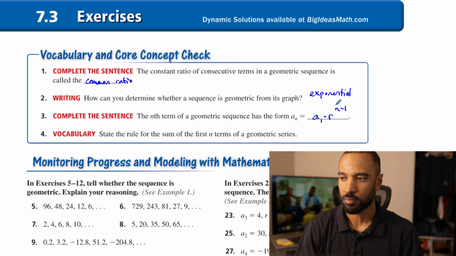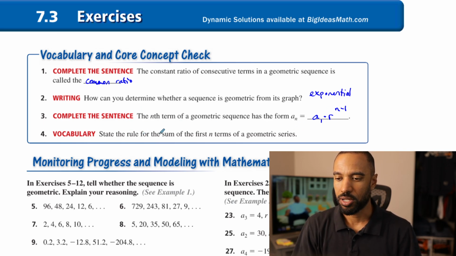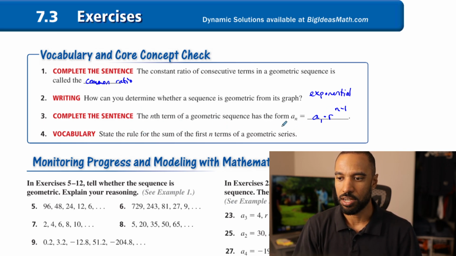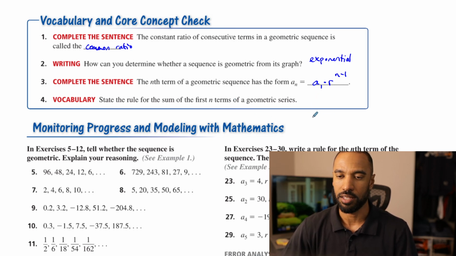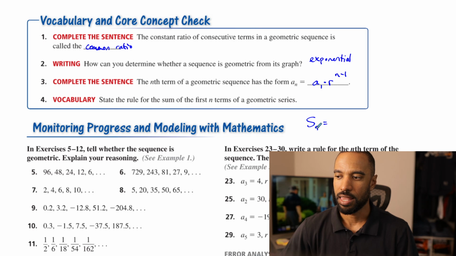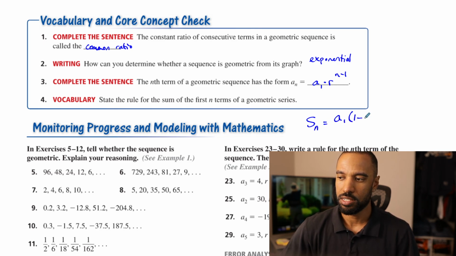And 4th on vocabulary, state the rule for the sum of the first n terms of a geometric series. This is where the first n terms is finite, and that's all we're referring to here. And this is just recalling formulas before you actually have to use them. So a sub 1 times 1 minus r to the n power over 1 minus r.